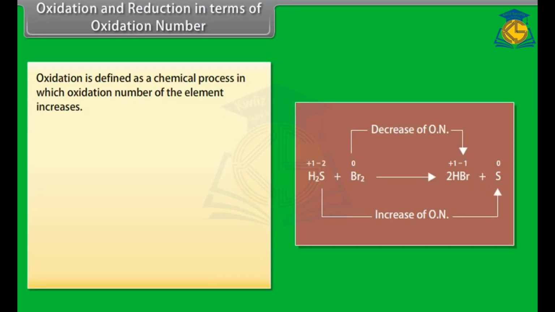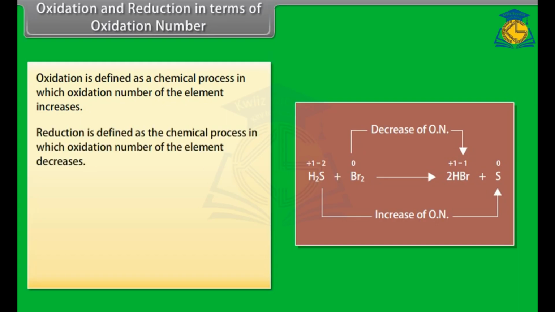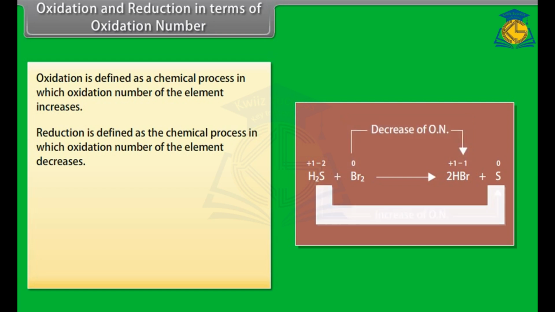Oxidation is defined as a chemical process in which oxidation number of the element increases. Reduction is defined as the chemical process in which oxidation number of the element decreases. Consider the reaction between hydrogen sulfide and bromine to give hydrogen bromide and sulfur. The oxidation number of bromine decreases from 0 to -1, thus it is reduced. The oxidation number of S increases from -2 to 0, hence H2S is oxidized.